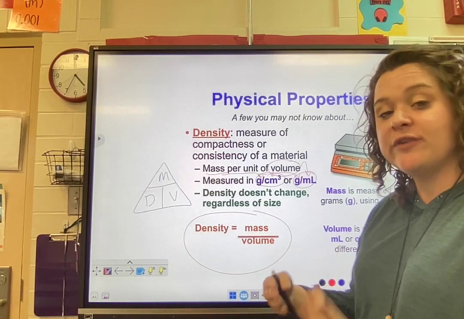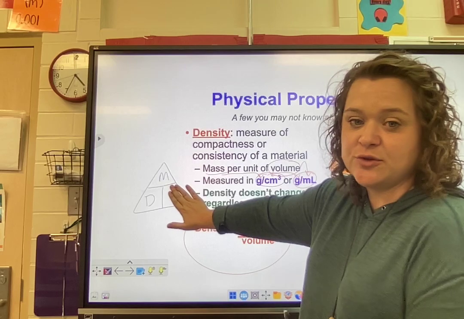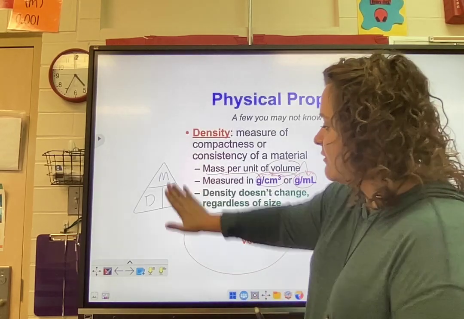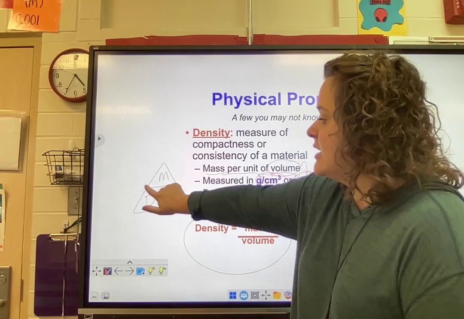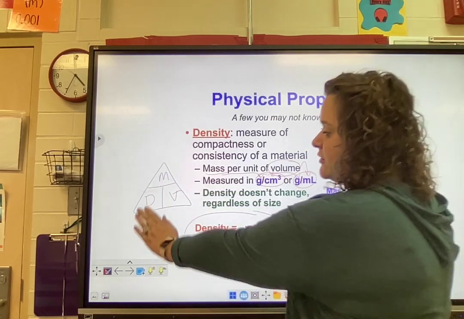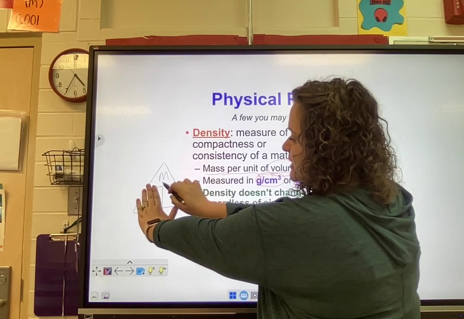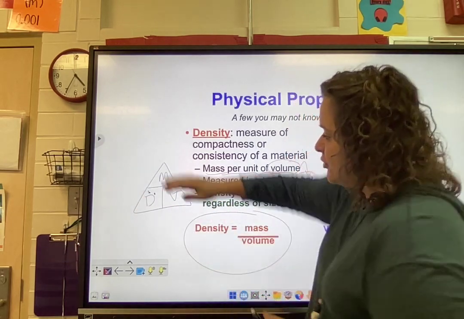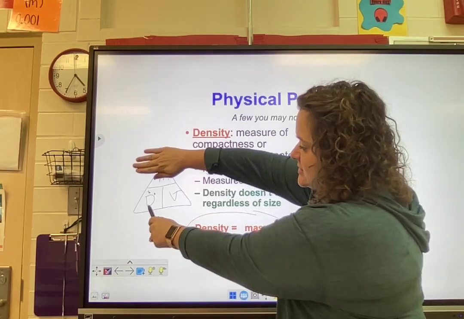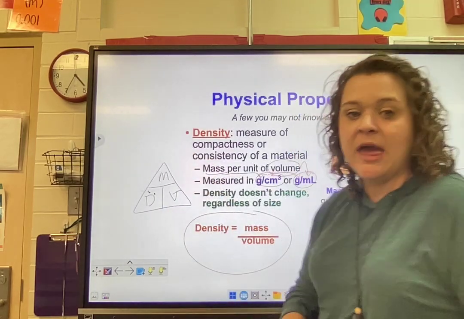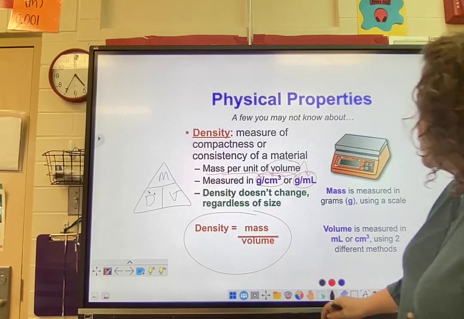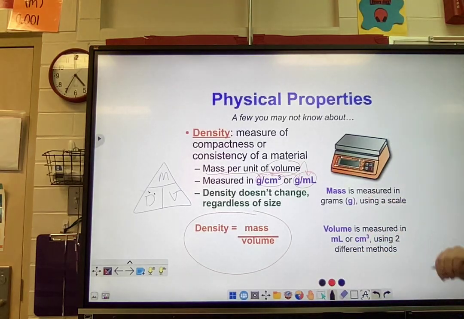Then, whichever one you're solving for, you cover it up and it gives you your formula. If you're solving for volume, you cover it up and you have mass divided by density. If you're solving for density, you cover up density and you have mass divided by volume. And if you're needing mass, you cover mass up and you have density times volume. We'll do some practice problems in a little while. Mass is measured in grams, so you can use a scale, a triple beam balance, or a digital scale. Volume is measured in milliliters or centimeters cubed, depending on the method we're using and what we're going to be measuring.